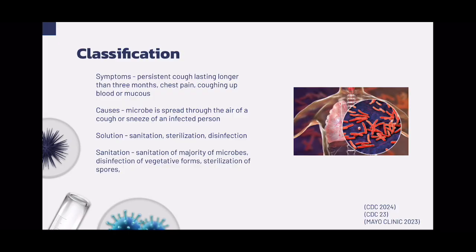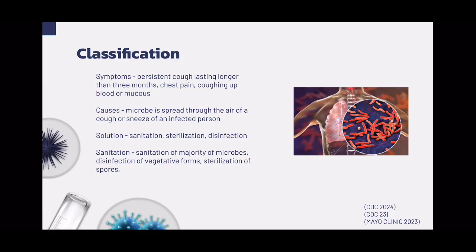How do you know you have tuberculosis? Common symptoms people with tuberculosis have is persistent cough lasting longer than 3 months, chest pain, coughing up blood, or mucus. I don't know about you, but that sounds horrible. So when those symptoms come, we immediately think the worst, but don't. That could be a myriad of other types of microbes causing these types of symptoms.